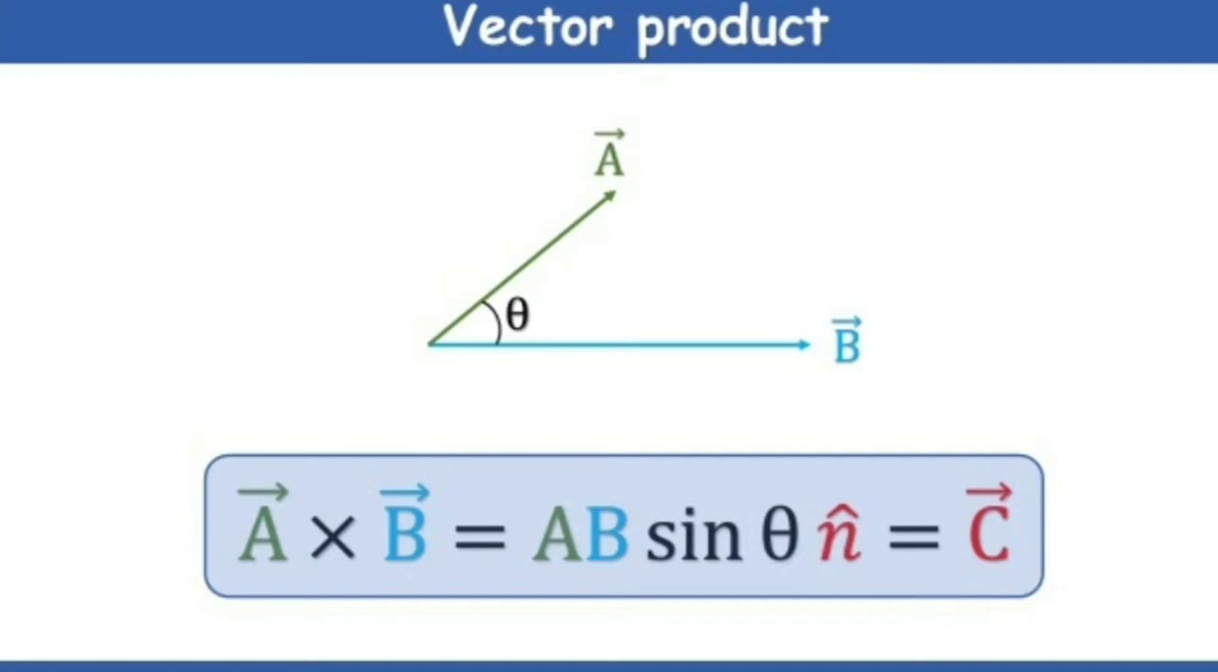Then the magnitude of vector A cross vector B is AB sine theta, and n cap, the unit vector n cap, gives the direction of vector A cross vector B. So the product has two parts, the magnitude and direction. AB sine theta is the magnitude and n cap gives the direction.